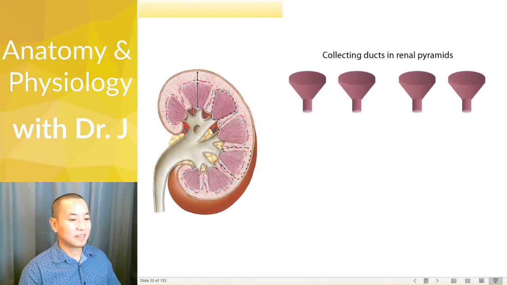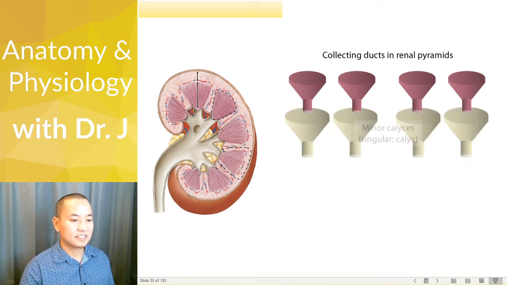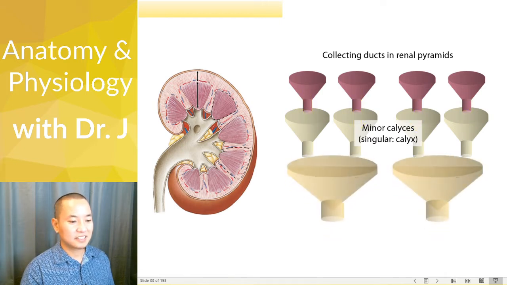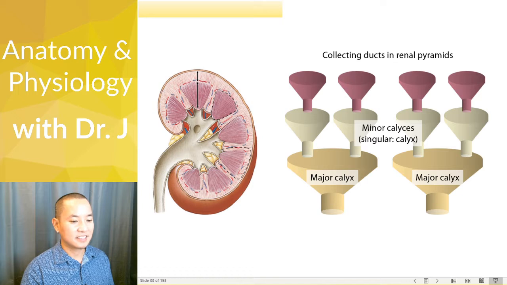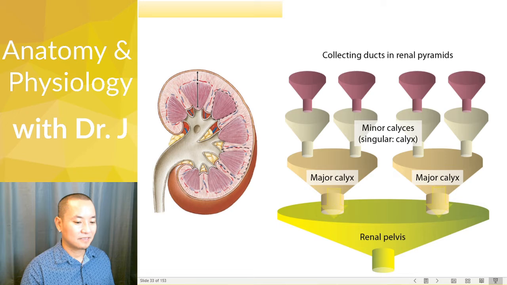Now, this is my schematic of it. So what do you have? Collecting ducts in the renal pyramids that collect all the urine from the nephrons. Then this dumps into minor calyces, and the singular is calyx. So calyx, calyces. And then urine goes this way, and then it drains into major calyces. And then from the major calyces, it ends up in the renal pelvis. So again, going from pyramids to minor calyces to major calyces, and then into the renal pelvis, then finally into the ureters.